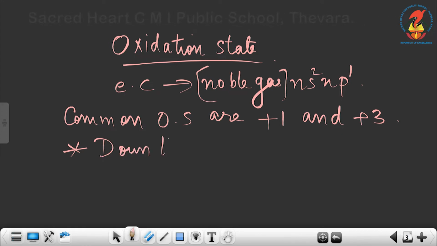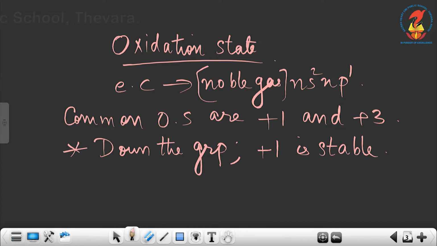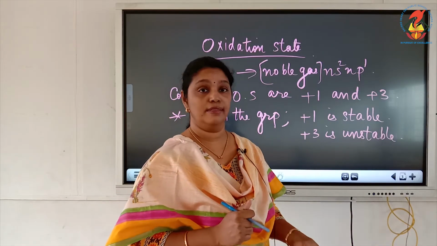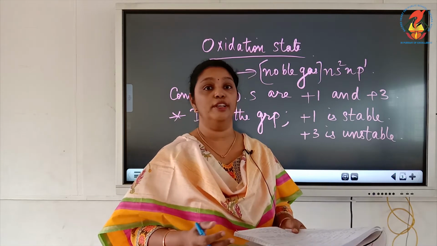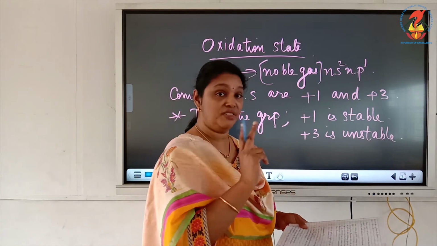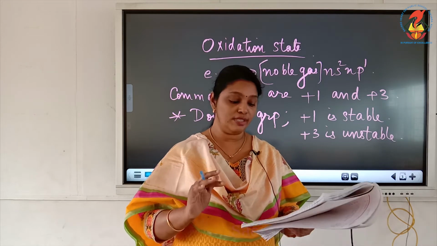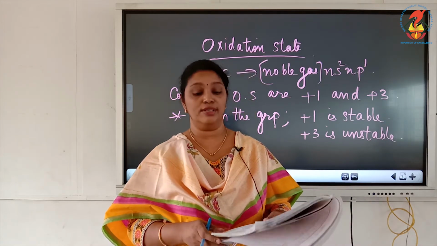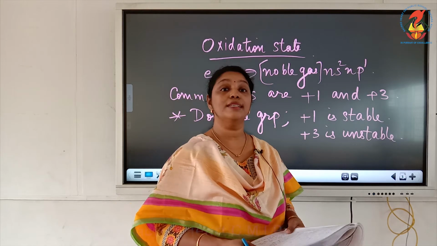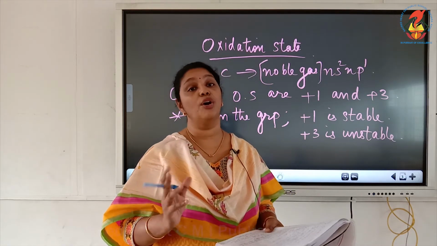Down the group, lower oxidation state is stable, that is +1 is stable and +3 is unstable, which means +3 is stable for the first elements. Okay, so down the group, stability of lower oxidation state, in this +1 is the lower oxidation state, increases and higher oxidation state decreases. Now what is the reason for this variation in oxidation state?